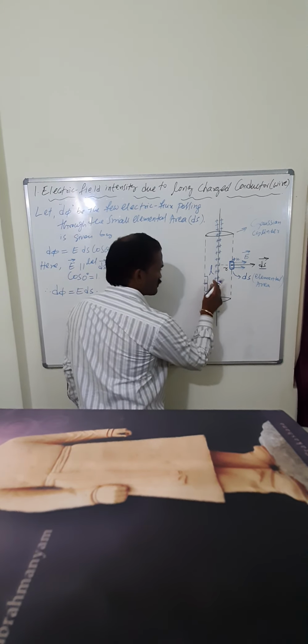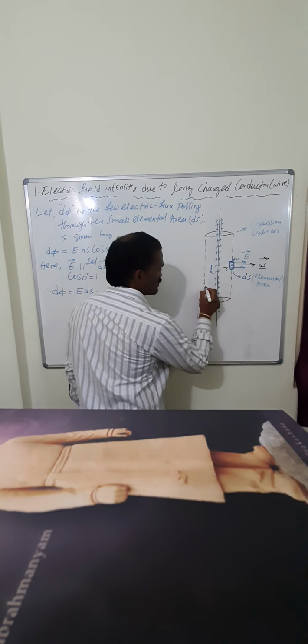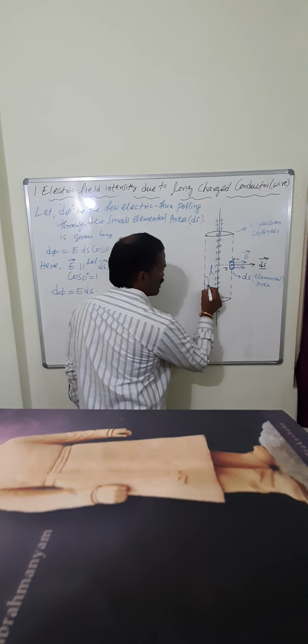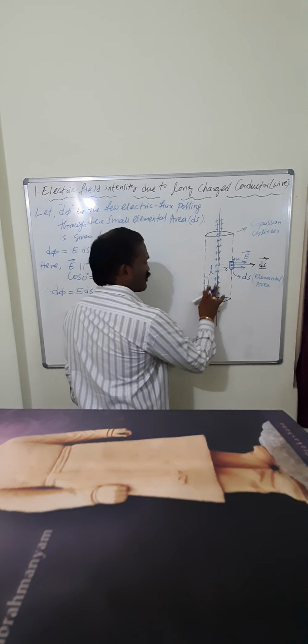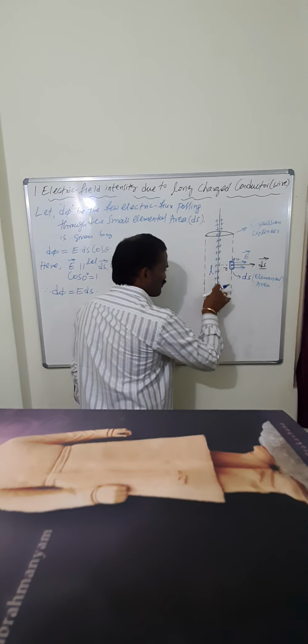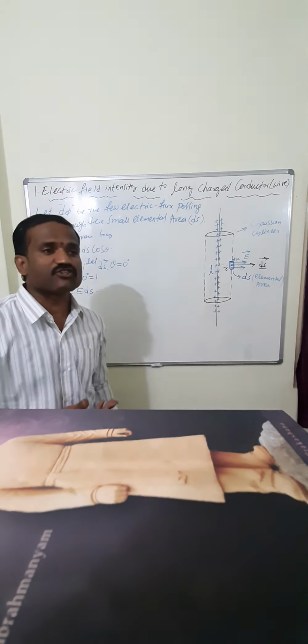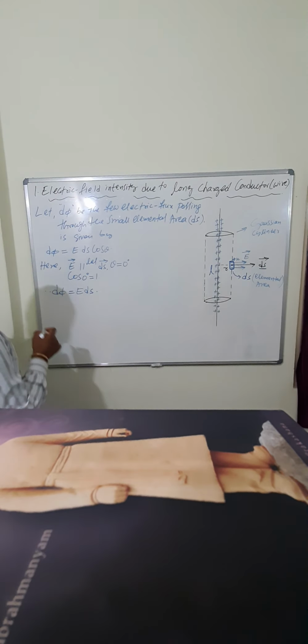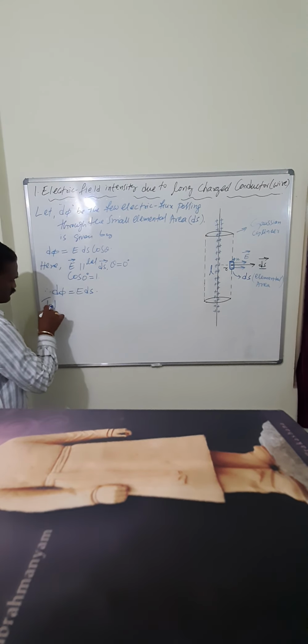Construct such elements throughout. So this is one small element, this is another small element, like that. So what I want to calculate is how much electric flux is passing through the entire area of the Gaussian cylinder. Therefore, can I write the total flux?